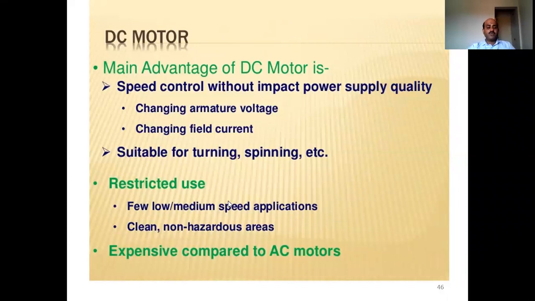And second, it is suitable for turning and swinging, etc. And it is restricted to few low, medium speed applications, still and non-hazardous, expensive compared to DC motors.